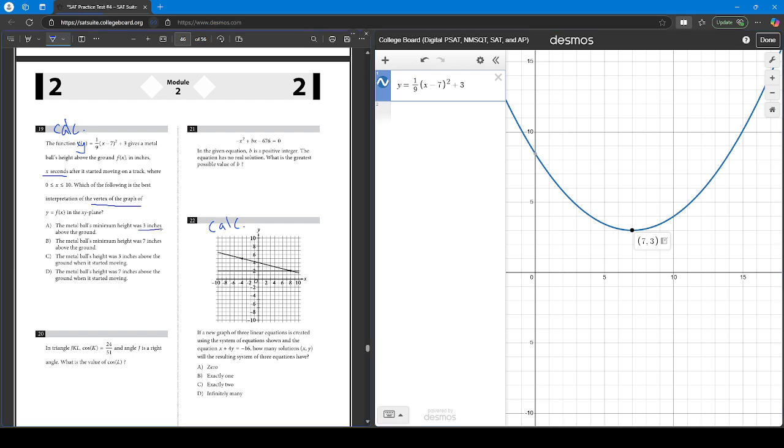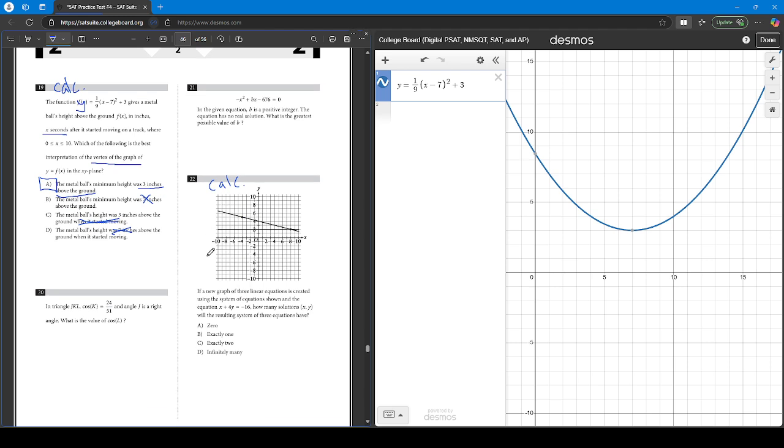That's true. The metal ball's minimum height was 7 inches above the ground. No. The metal ball's height was 3 inches above the ground when it started moving. No, it was 8 inches here. 8 inches above the ground when it started moving. And then it was 4 inches above the ground when it stopped, but it was 8 inches at 0 when it started moving. So that's not true. The metal ball's height was 7 inches. No. So answer choice A is the correct one.